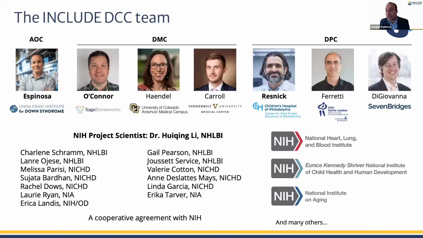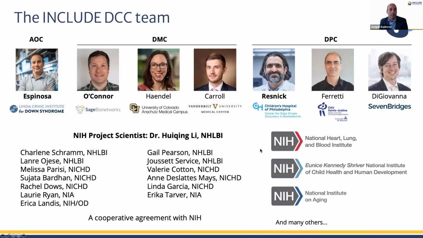In 2020, we were very happy to be selected to run the Data Coordinating Center. It's a large grant with 7 different principal investigators listed here. Wonderful individuals, all of them bring complementary expertise to this very complex enterprise. I should point out this is a cooperative agreement with NIH, so everything that you will see today happening, NIH has been very involved. Our project scientist on the call today is Dr. Hui-Ching Lee from the National Heart, Lung, and Blood Institute, but also many other NIH officers are helping us do this right.